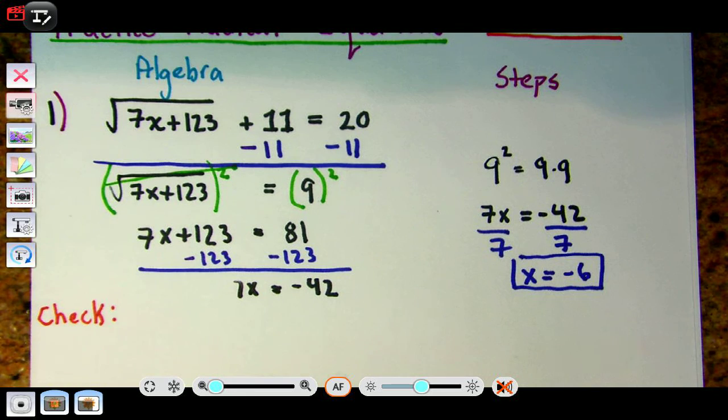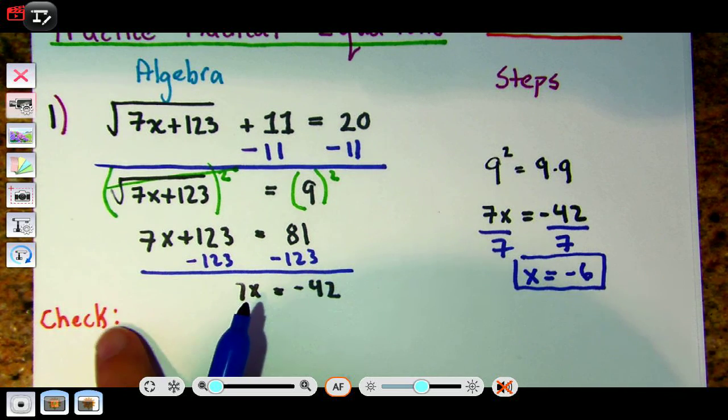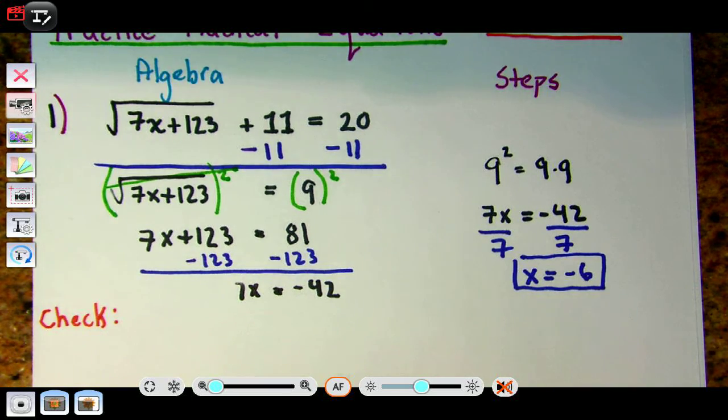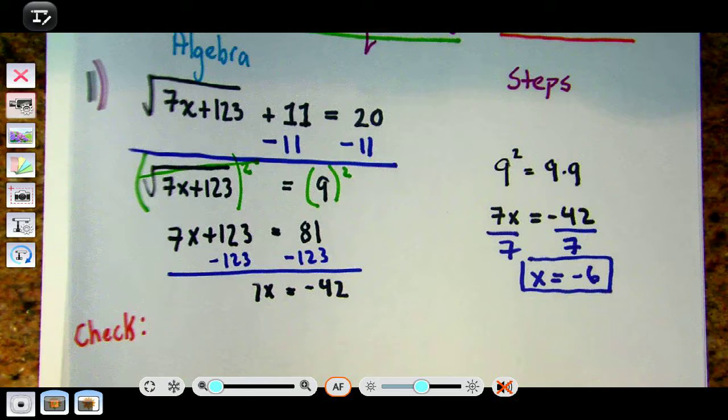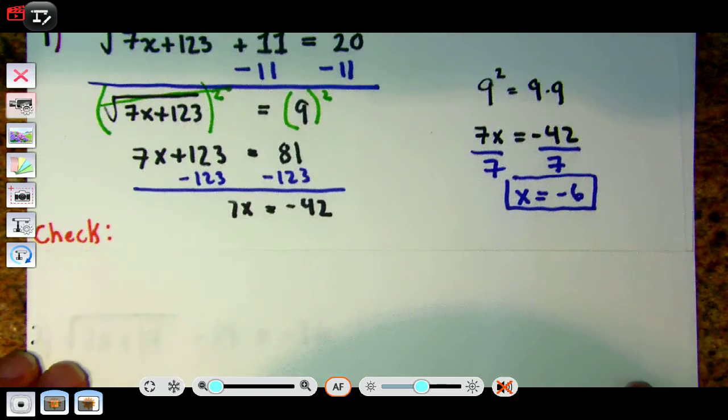Okay? But this isn't enough. Let's check it. Let's just do a quick little check. Try and check it on your own. And I don't have space here, so I'll just extend it with a piece of paper over here. What does the check look like?